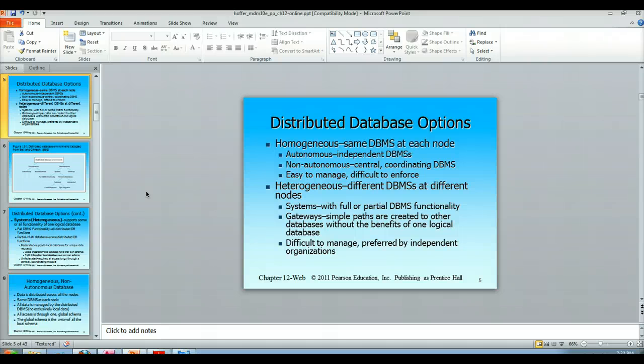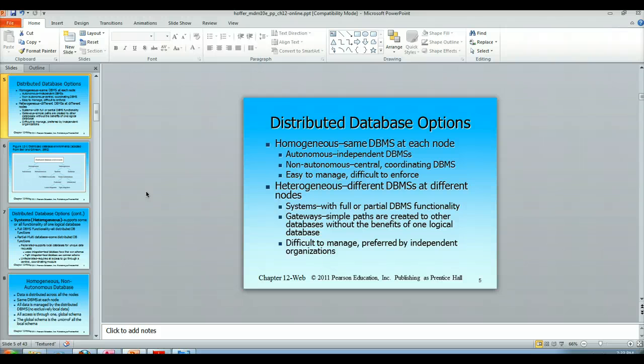You really have two major options when it comes to setting up your distributed database environment. One, you can set up a homogeneous environment where you have the same database management system at each node, for instance, Oracle or Sybase or something like that. They can be autonomous, so you can have a homogeneous autonomous, and if it's autonomous, they're all independent database management systems. You can have non-autonomous, which means they get all of their information from a central coordinating database management system.